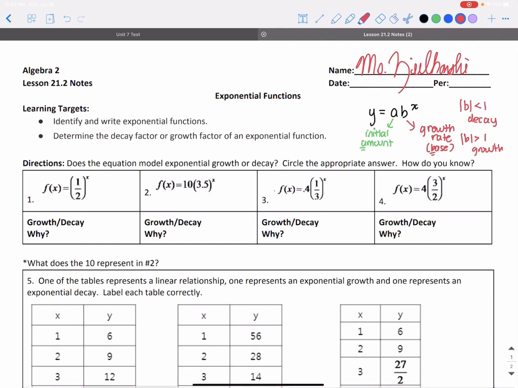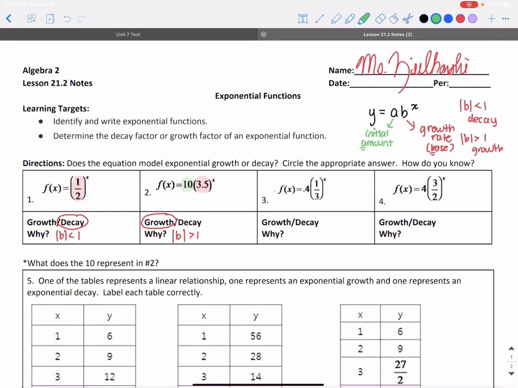So I'm going to look at my growth rate in each of these. For the first one, the growth rate is 1/2, which means that since the absolute value of b is less than 1, I know this is decay, and a is positive 1. For the second function, I have f of x is equal to 10 times 3.5 to the x power. The growth rate here is 3.5. That's my b, so since b is greater than 1, I know this is growth. And I know that only because my a is positive. If I have a positive a and a growth rate greater than 1, it's growth.